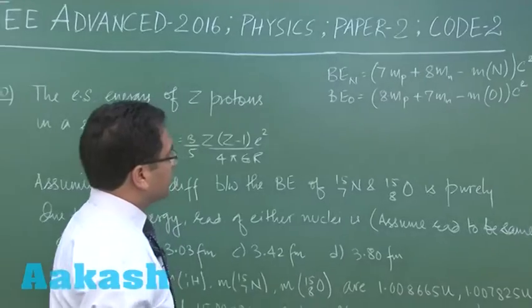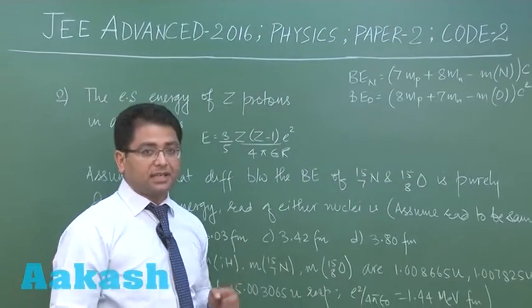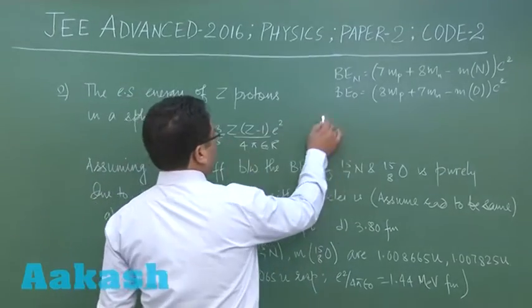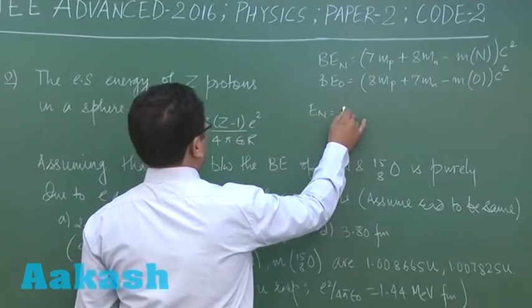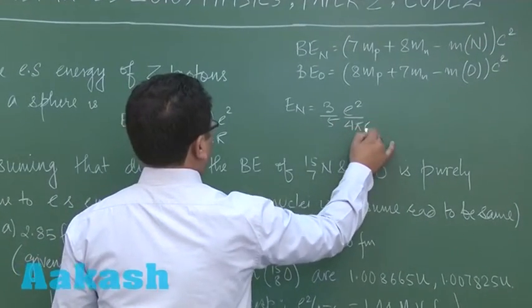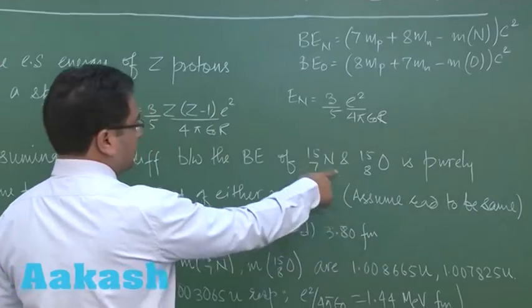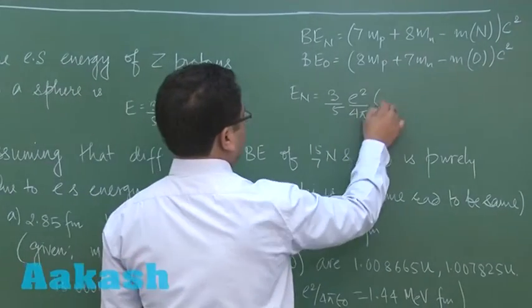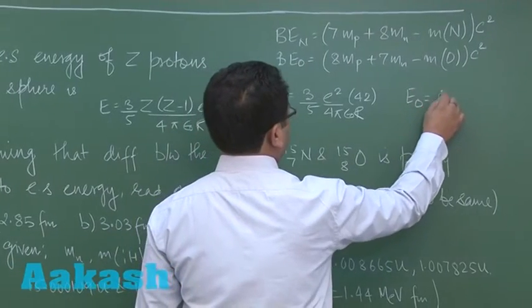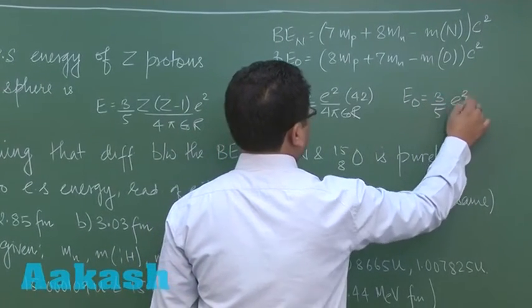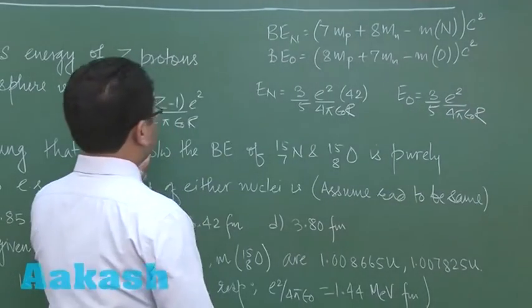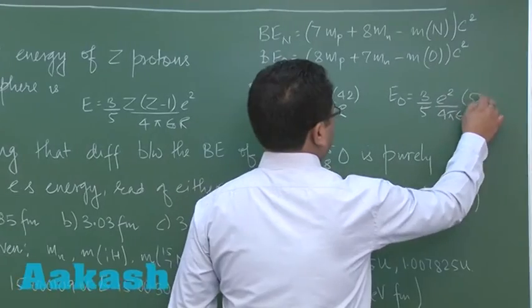Now we can easily calculate the difference, although the arithmetic is quite tedious, but you have to do it, there is no other option. Similarly, E would be 3 by 5 times e square by 4 pi epsilon naught R, and nitrogen has this as 7, so that would be 7 into 6, 42. Likewise, energy for oxygen would be 3 by 5 e square by 4 pi epsilon naught R, so that would be 8 into 7, which is 56.